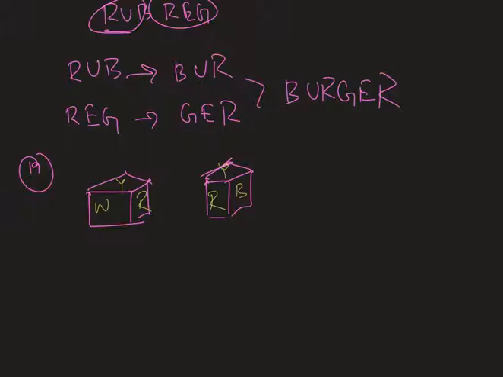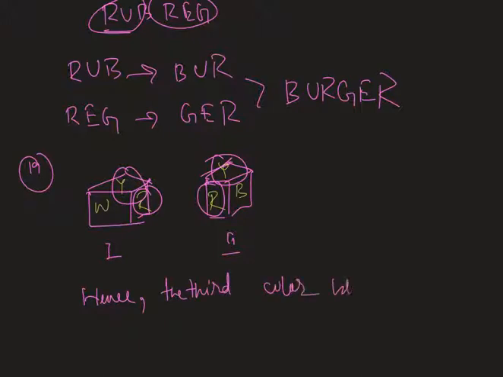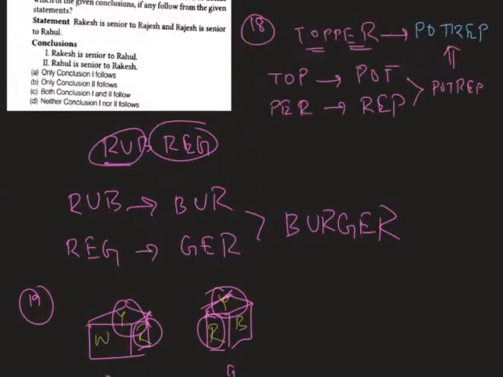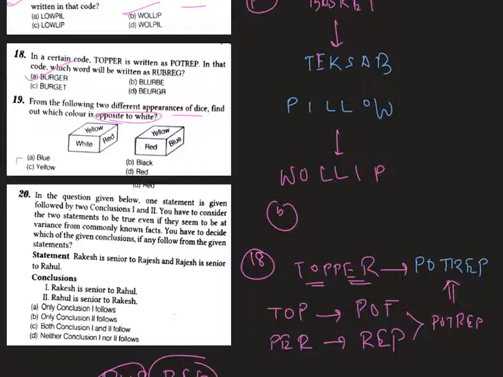Now, as we can see, in these two dice the colors yellow and red are the same. Therefore we can say that the third color, blue, is opposite to white. Blue is opposite to white. Okay, therefore A is the correct answer. Now let's see the next one.